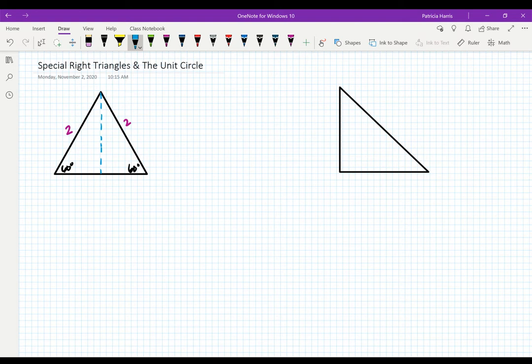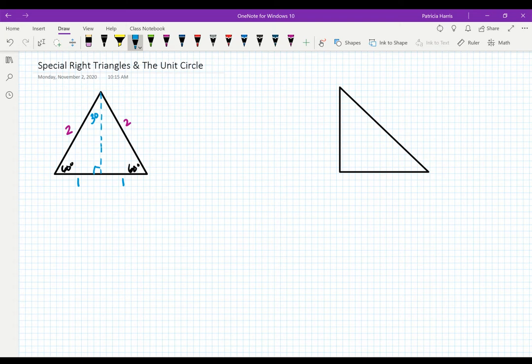Now, when you add an altitude to an equilateral triangle, what it does is it cuts the angle in half. So this 60-degree angle at the top actually becomes a 30. And then this is a 90-degree angle. And then we bisect the opposite side. So instead of having a side that's 2, we can think of it as 1 and 1 on each side of my altitude.